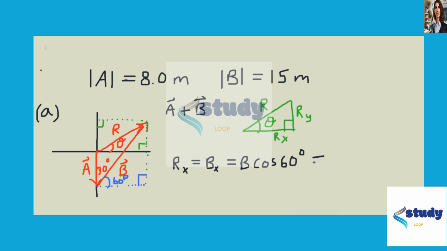So B times the cosine of 60 degrees comes out to equal 7.5 meters. So now we have R of x.